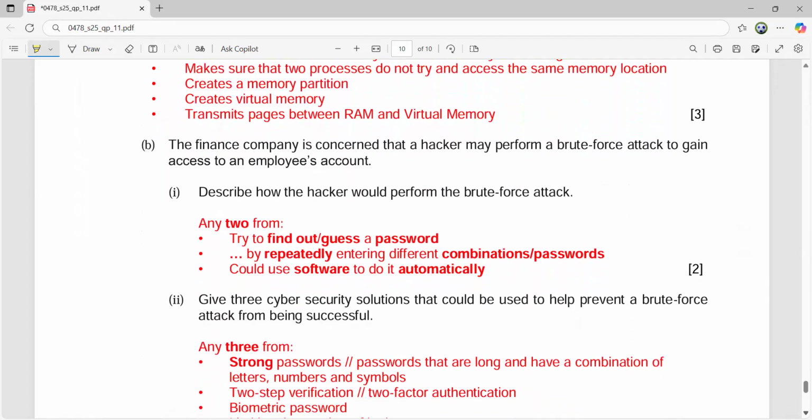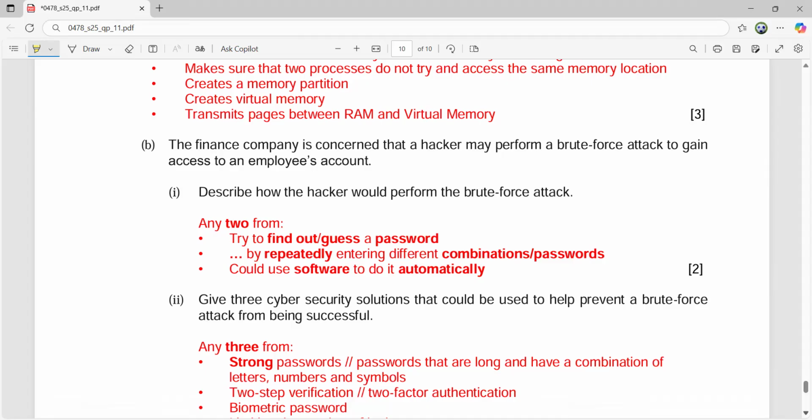Now, part B. The finance company is concerned that a hacker may perform a brute force attack to gain access to an employee's account. Describe how the hacker would perform the brute force attack. So you know what the hacker is doing. He is guessing by finding out different combinations of the passwords. It's a 2-mark question. Try to find out or guess a password by repeatedly entering different combinations of the passwords, and could use software to do it automatically. So any 2 points described properly, and 2 marks are yours.